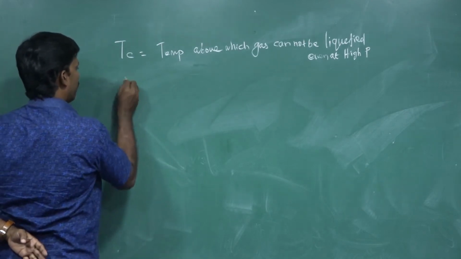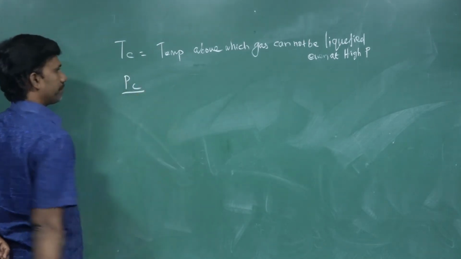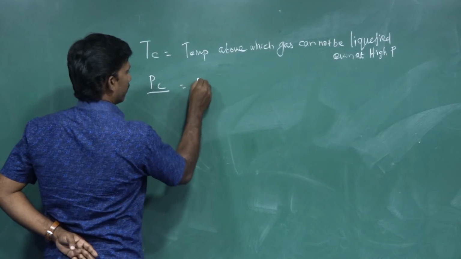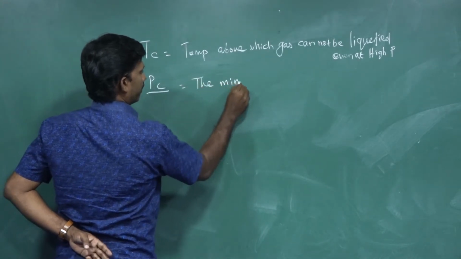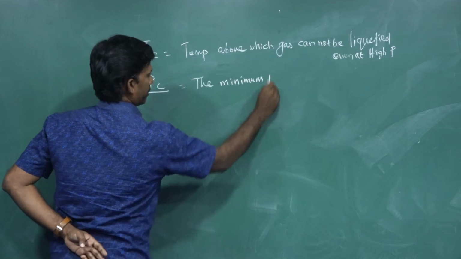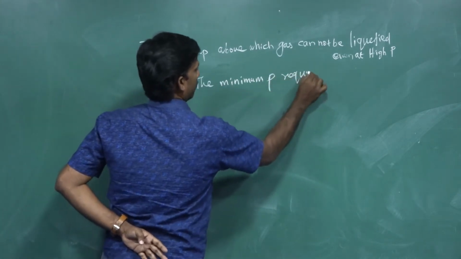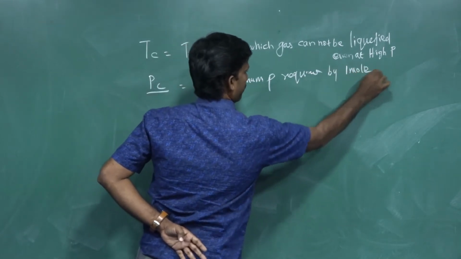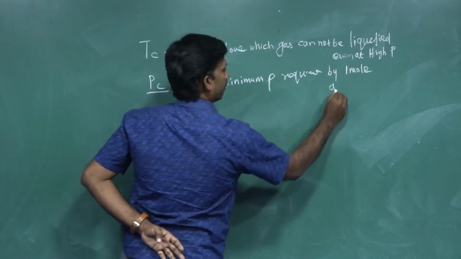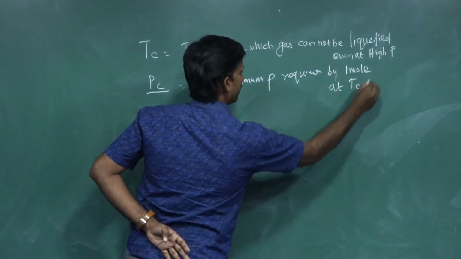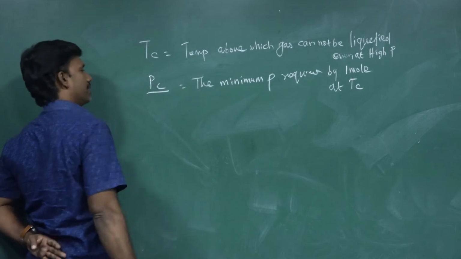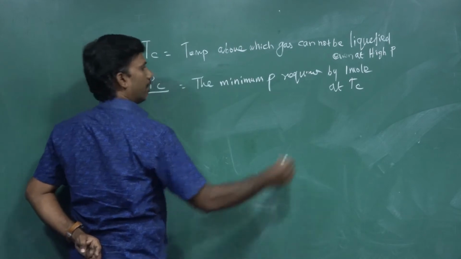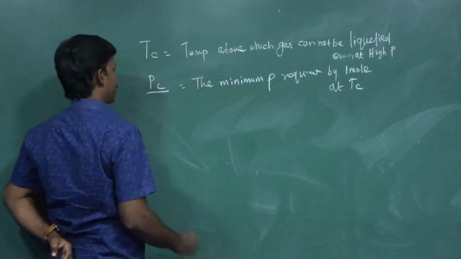Then critical pressure. Critical pressure is nothing but the minimum pressure required for 1 mole of gas at Tc, the critical temperature. This is nothing but the minimum pressure required to liquefy 1 mole of gas at the critical temperature.